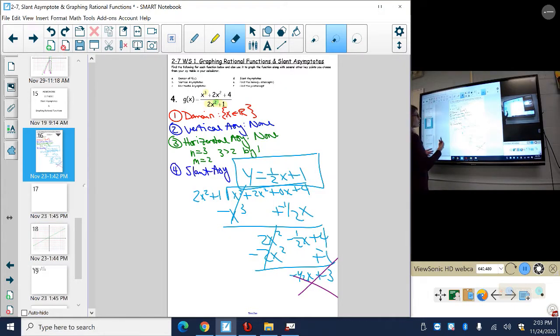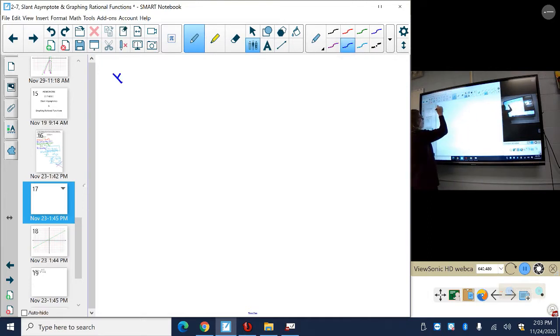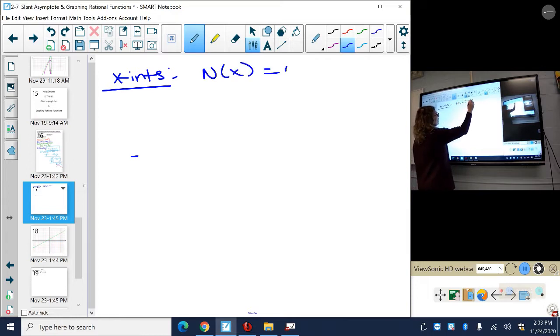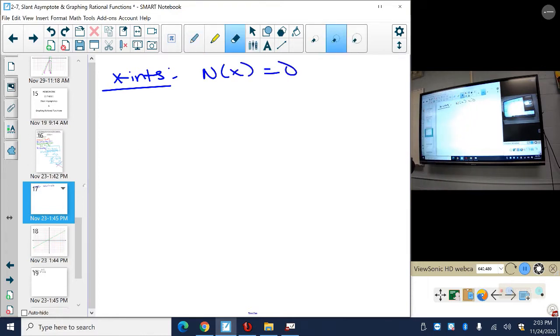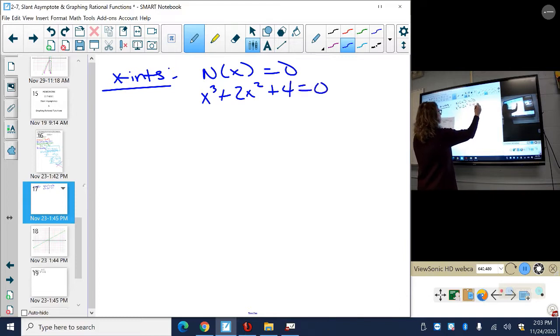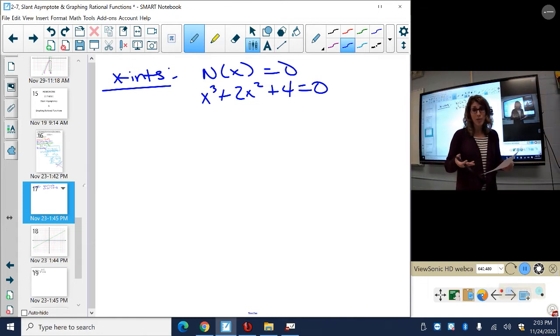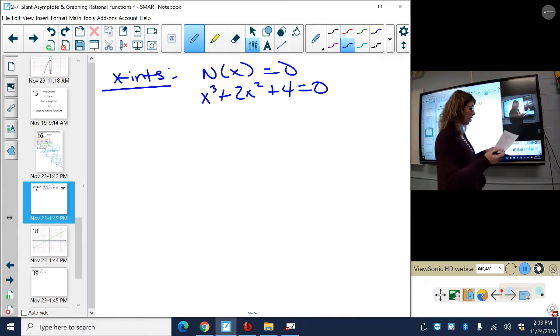So the next thing I need to do is I need to go ahead and find my x-intercepts, which are going to be my zeros. So how do I find my x-intercepts? My x-intercepts are found by taking n of x and setting it equal to 0. Well, my n of x is going to be x cubed plus 2x squared plus 4, and that has to equal 0. Okay? Now I'm going to be really honest, I can't factor that. So I'm going to use Desmos to help me find the x-intercepts graphically, okay?